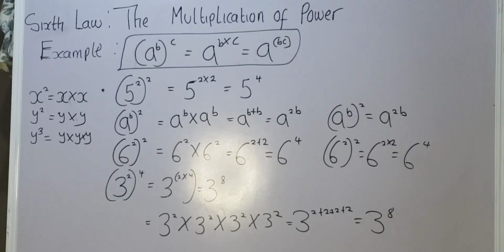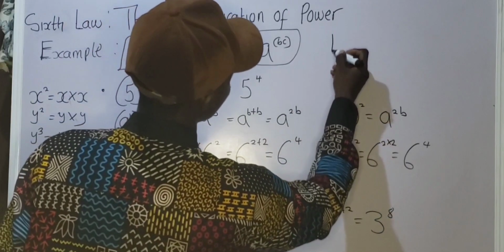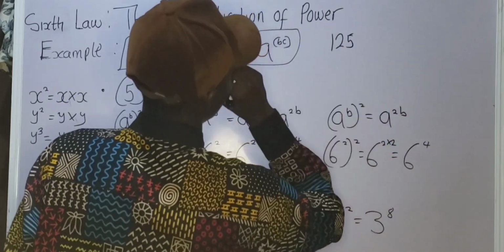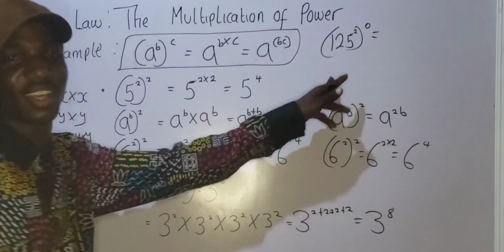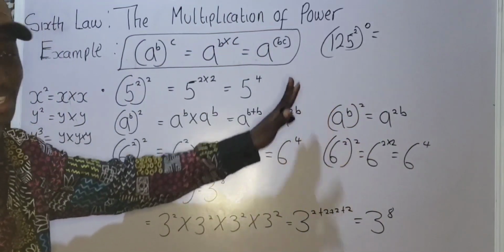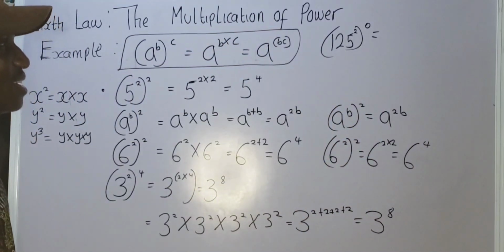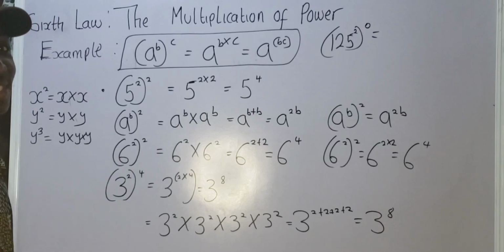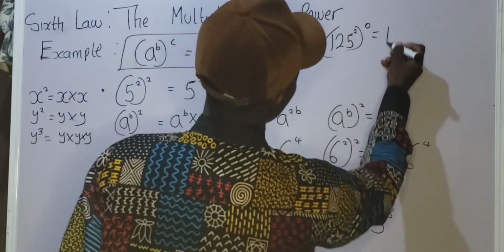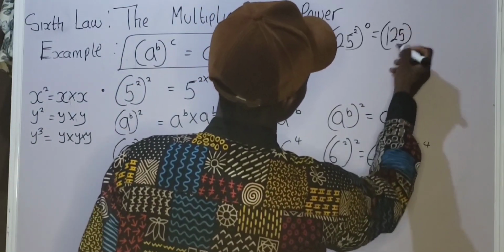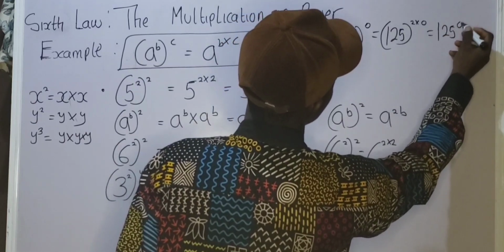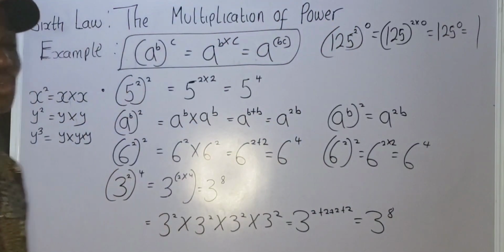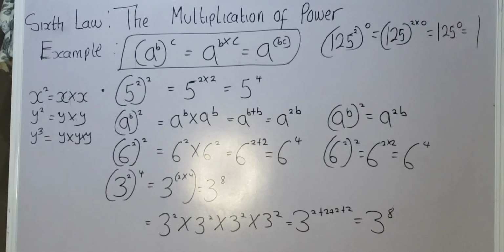Are you getting it? So I want you to try this by yourself. Multiply 125 raised to the power of 2 to the power of 0. What's the answer? Pause the video and then answer the question. Don't forget that according to the law of indices, any number raised to the power of 0 is what? 1. Are you getting it? For this, we are going to have 125 raised to the power of 2 multiplied by 0. That will be what? 125 raised to the power of 0, which is what? 1. Do you understand? So, now, that's how to go about that.